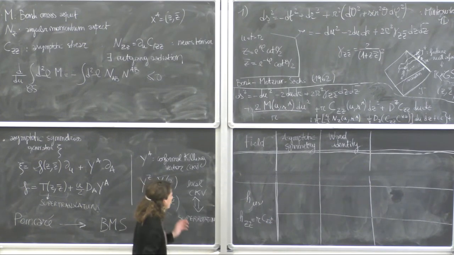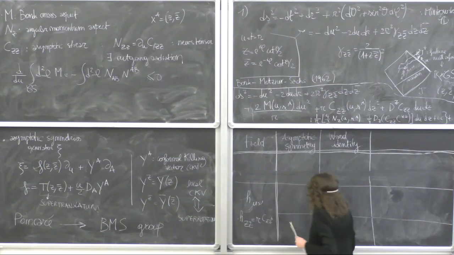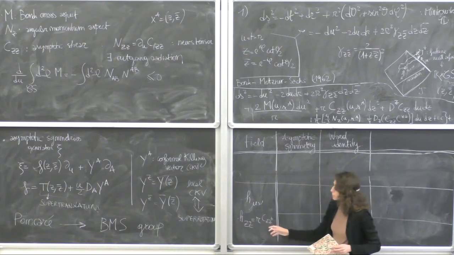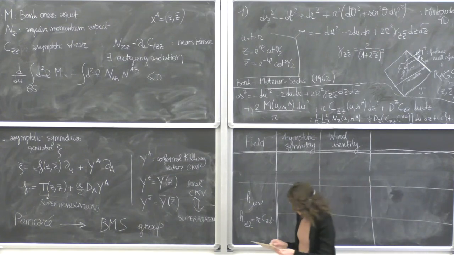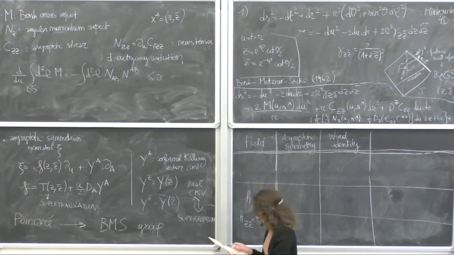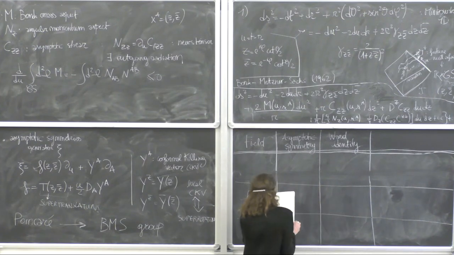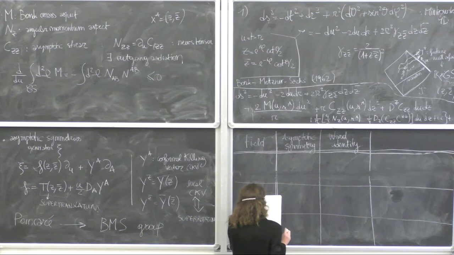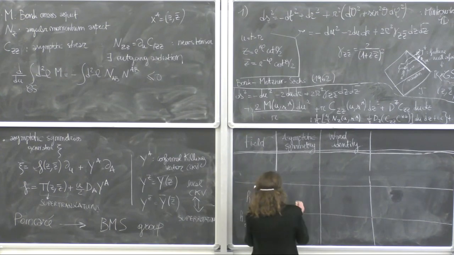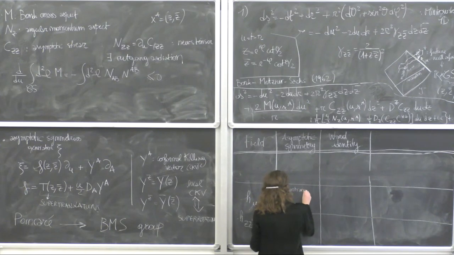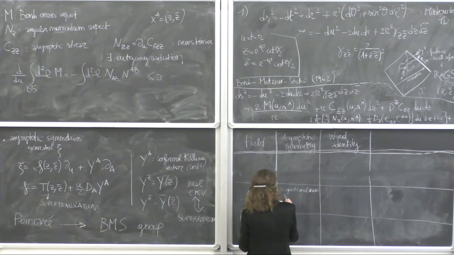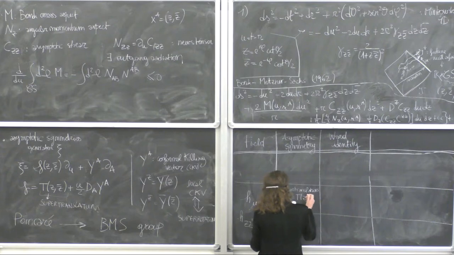So the leading part in the perturbation is given by this gravitational shear, whose derivative indicates the presence of gravitational radiation. And basically, let's look first at a supertranslation symmetry. As I said, they are given by these vector fields.